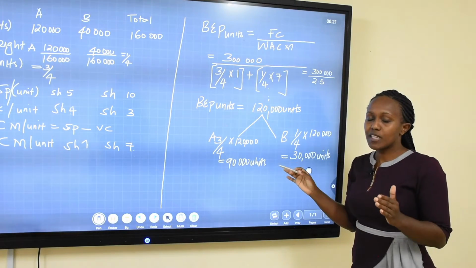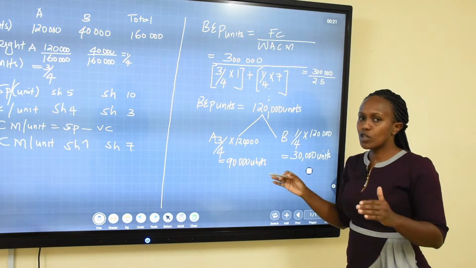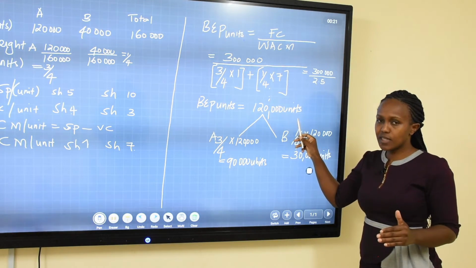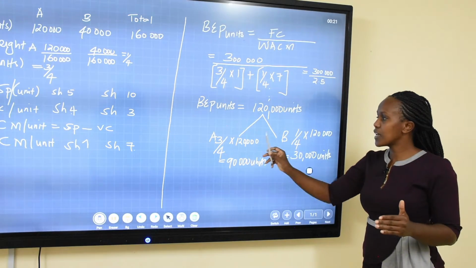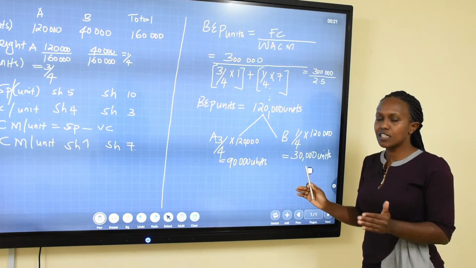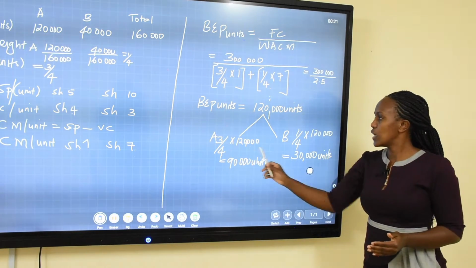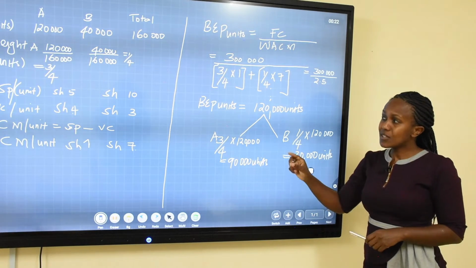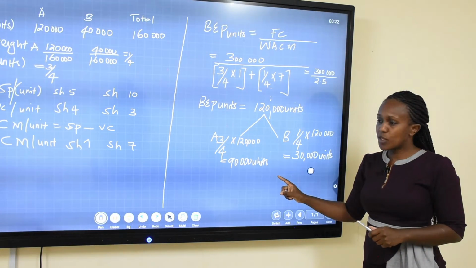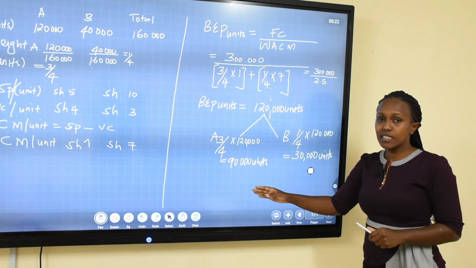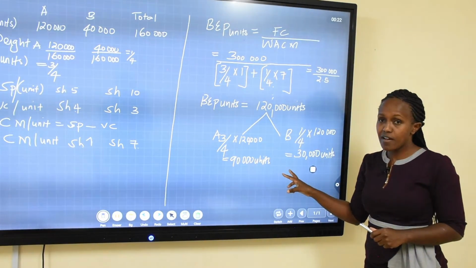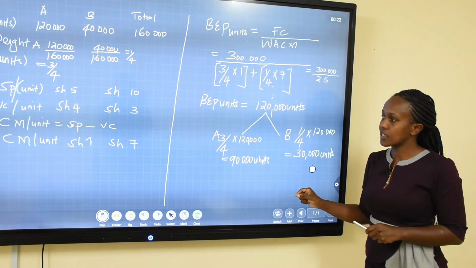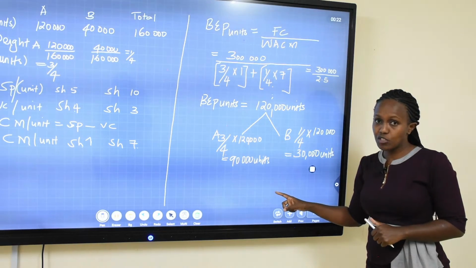If they are sold together, we assume the sales mix is constant. So if the break-even point sales is 120,000 units, it is a composition of A and B in a sales mix that is constant, which is 3/4 and 1/4, as we got from our question. This means that you do not have to look for the break-even point of A individually and B individually. We have them here from the sales mix, because our assumption now is that the sales mix is constant. That is how you get the break-even point in units.